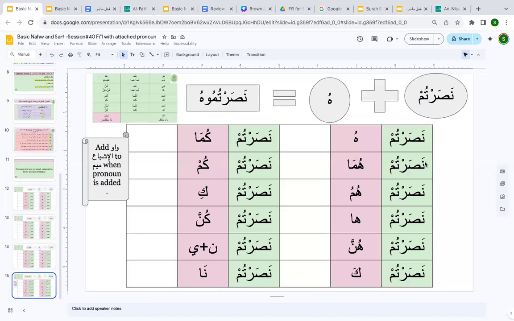So now we are going to give example words from where there is a waw after tum. In the case of nasartumuhum, you all helped them. In the case of nasartum with ha, you will again read it as nasartumuha, right? There is a waw here.